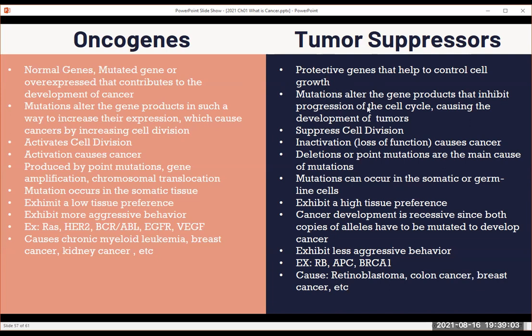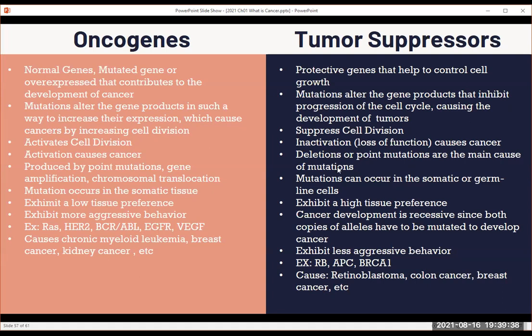But mutations occurring in those genes will lead to progression of the cell cycle and cause the development of tumors. Tumor suppressors are like the brakes for cell division. The mutation we're talking about is an inactivating mutation, so it's almost like taking the brakes away. And so the cell cycle is going to continue to divide. When you have the loss of the tumor suppressor, you actually have a gain in cell division.